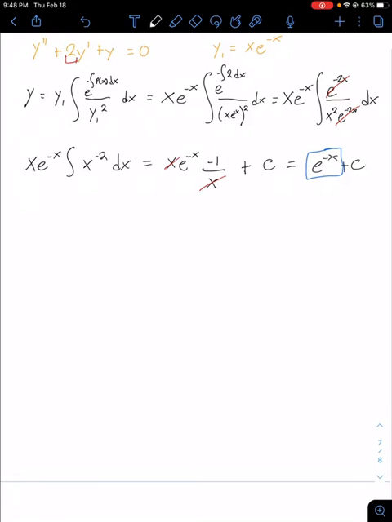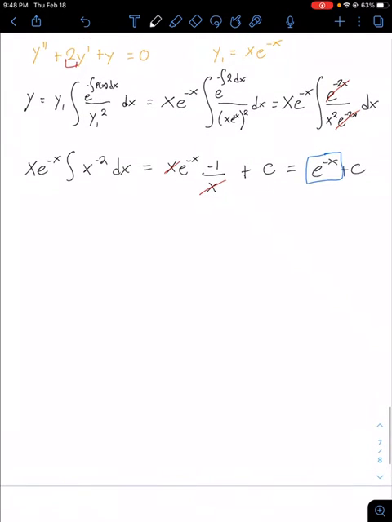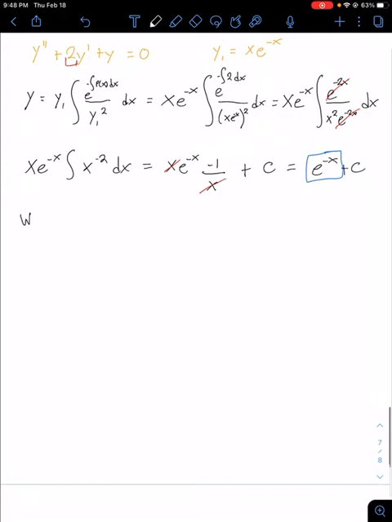That's just a good habit to have, of using the Wronskian to verify that the two functions that you found are linearly independent. So the first function is x times e to the minus x. The second function is e to the minus x. The Wronskian is a determinant, so it's going to have to be a square matrix. The first function is x times e to the minus x.